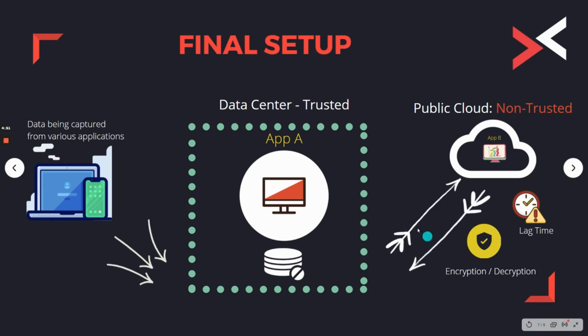We have to consider what is the traffic flow between these two applications. If it's high, it might not be a good idea. If it's high, move both applications to the cloud in one go. If it's low, that's a good candidate. And if you have to move because of whatever reason, you have to consider the encryption and decryption, and obviously the lag time that may be taken into consideration.